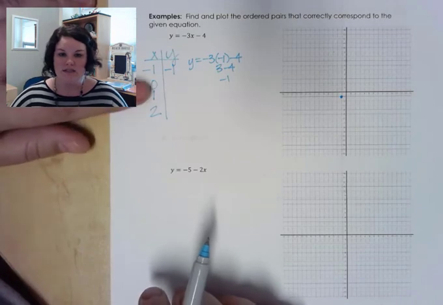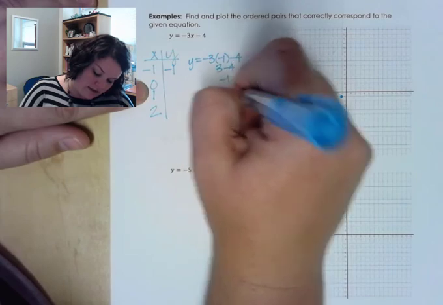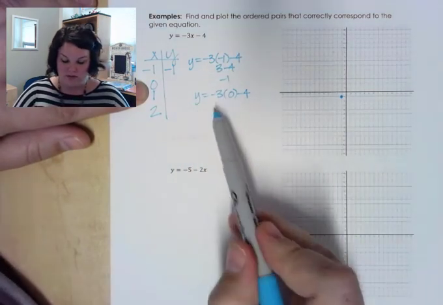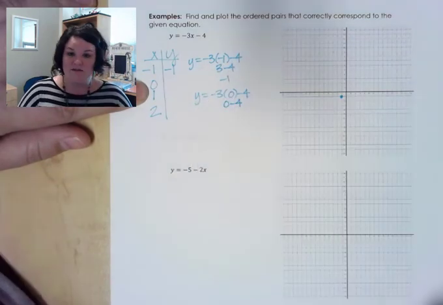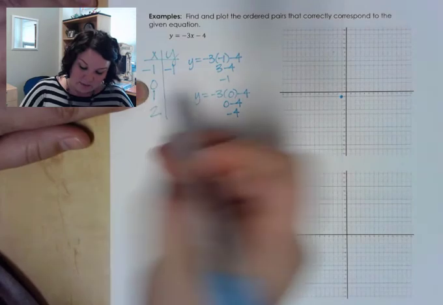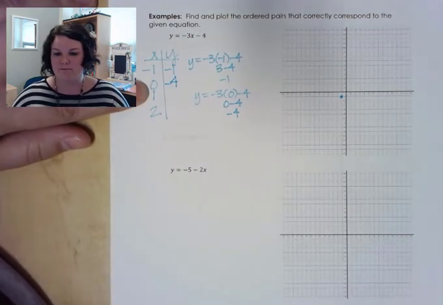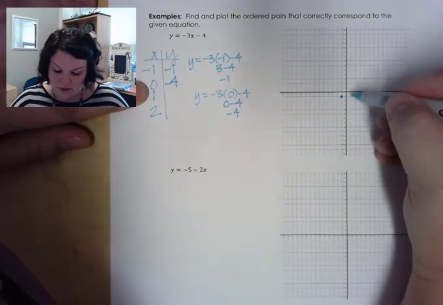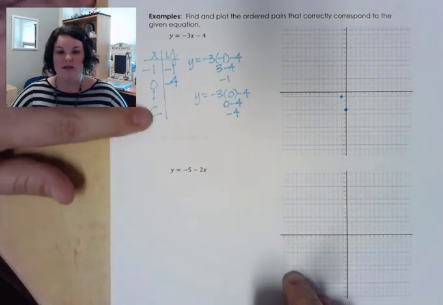Then I do the same thing with 0. I plug 0 in. Y equals -3 times 0 minus 4. Well, -3 times 0 is just 0, right? Minus 4 gives me a -4. So when x is 0, y is -4. Okay. So I want to go ahead and plot the point 0, -4, which is here. Okay. And then I want to quickly do the other two.